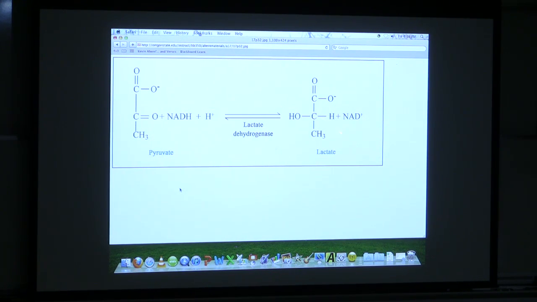There's pyruvate going to lactate. I'm not going to make you memorize that enzyme name. Don't worry about that. But you can see the reaction that's going on. Here's a ketone. The ketone is getting reduced to an alcohol. It's taking electrons from NADH and making NAD.